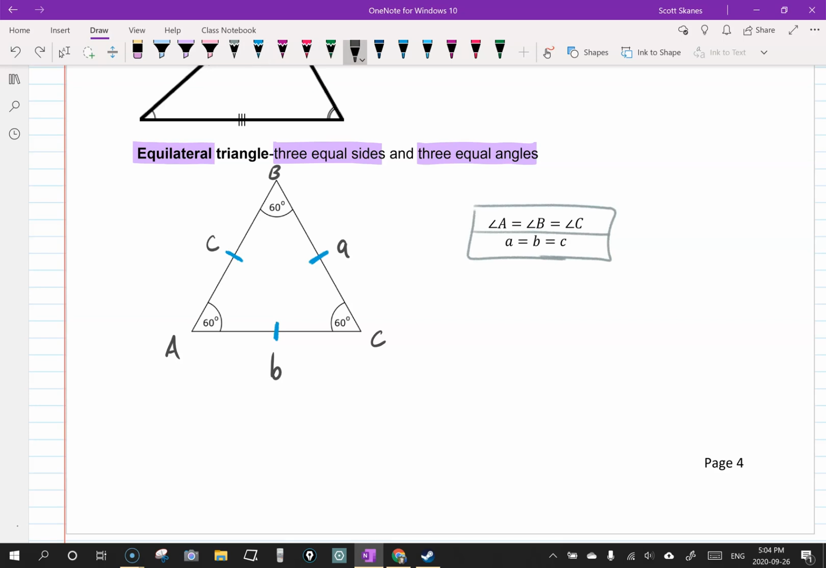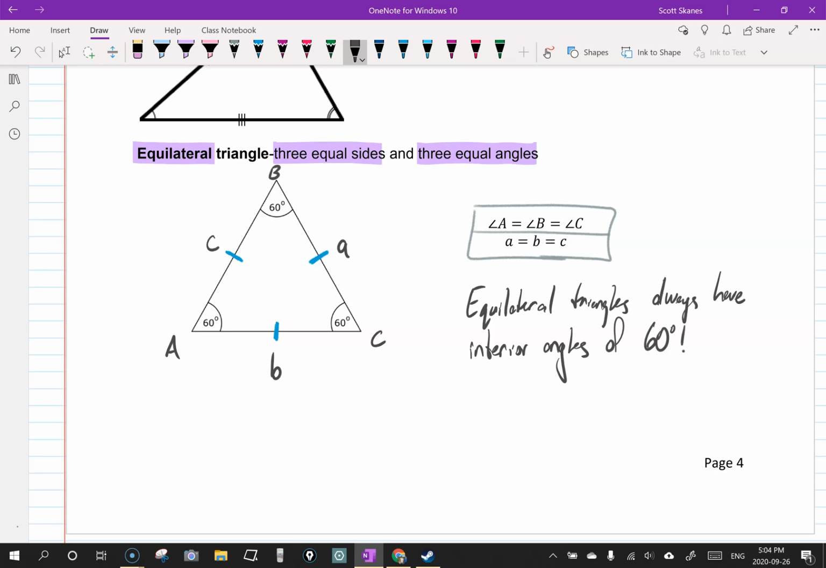And then this 60-degree thing is pretty important. I'm going to write down equilateral triangles. Equilateral triangles always have interior angles, which means the angles on the inside, interior angles of 60 degrees.